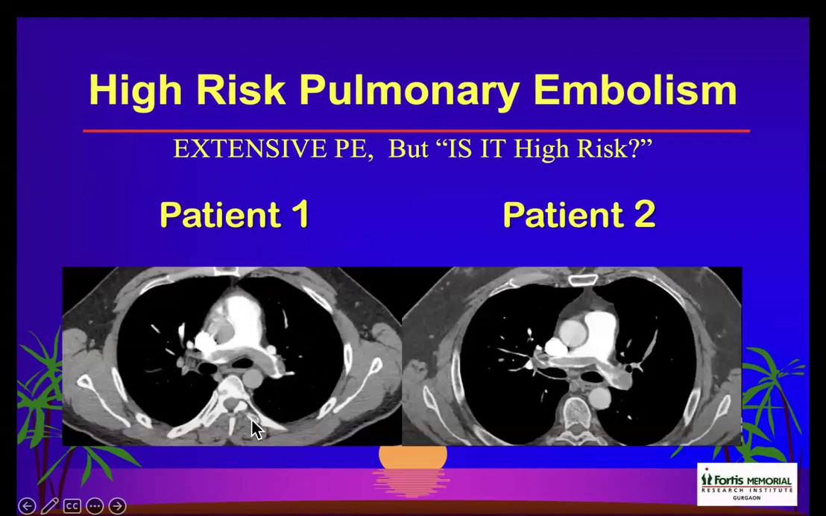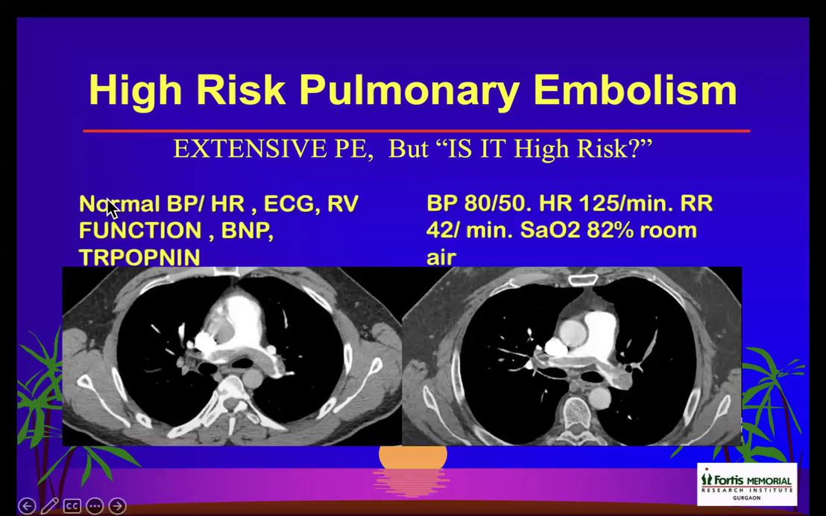Both of them have extensive pulmonary embolism, where you can see the embolus in the right main pulmonary artery and also the left main pulmonary artery in both of these patients. Now, one of these cases may be a case of high risk, or may not be. So let's see what happens.